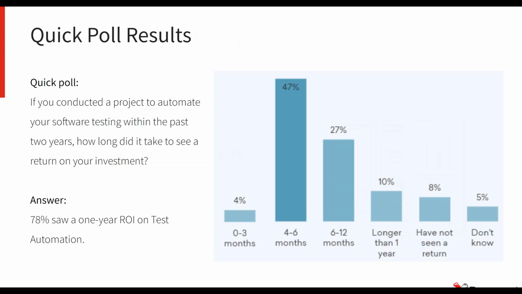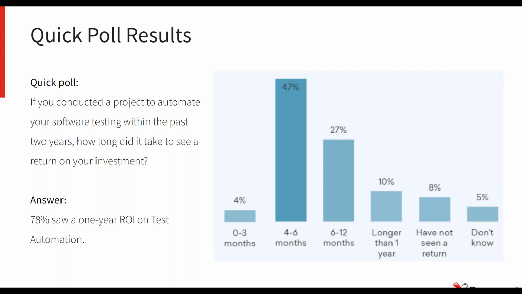So, in a previous survey that we ran, we surveyed around 300 IT leaders in cooperation with Pulse Research. The data for this survey was collected between December 7th, 2021 to January 30th of 2022. In this poll, the question here is, if you conducted a project to automate your software testing within the past 2 years, how long did it take to see a return on your investment? And here, 78% saw a 1 year or less return on investment in test automation.